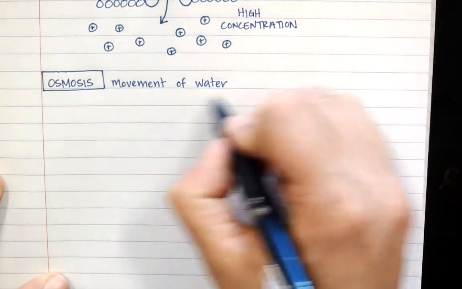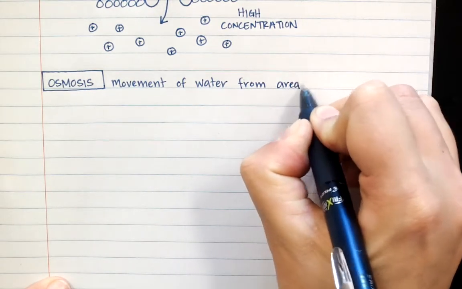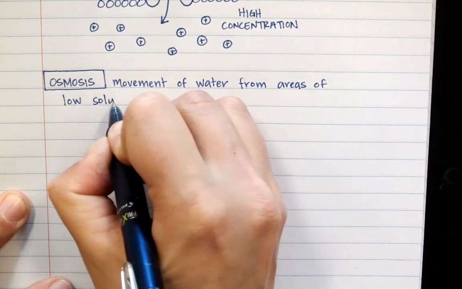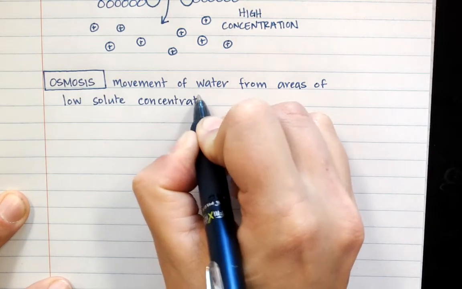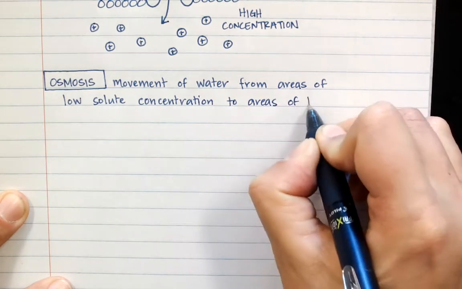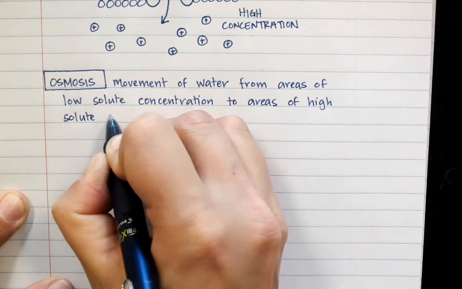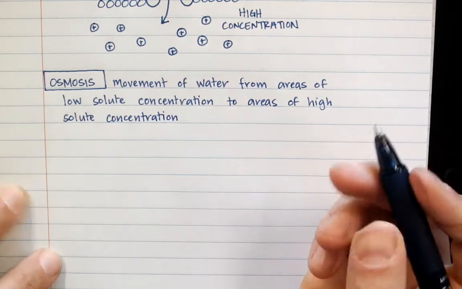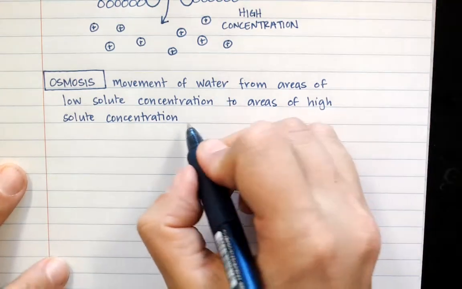So you're going to go from movement of water from areas of low solute concentration to areas of high solute concentration. And it works through a semi-permeable membrane.